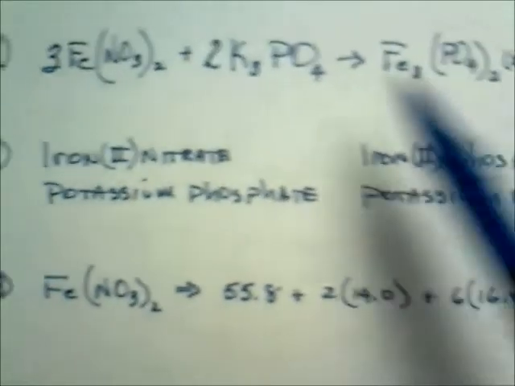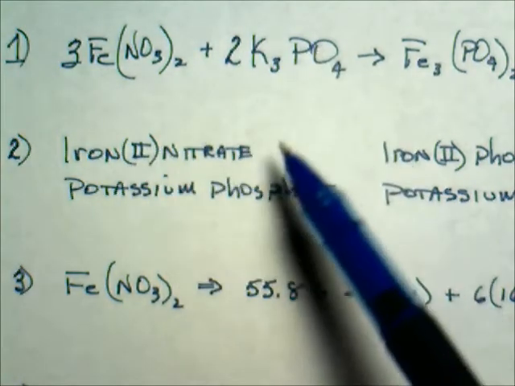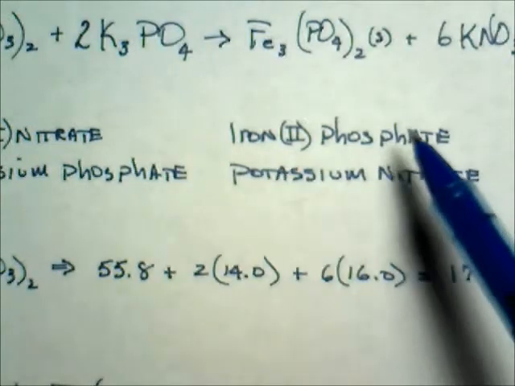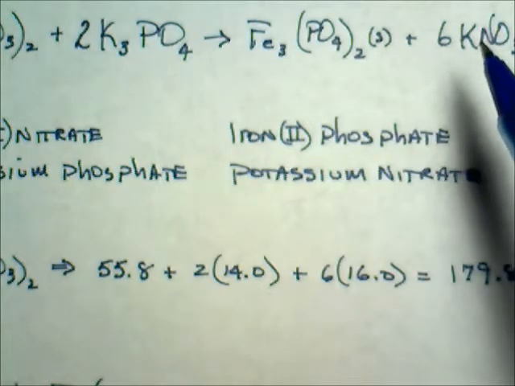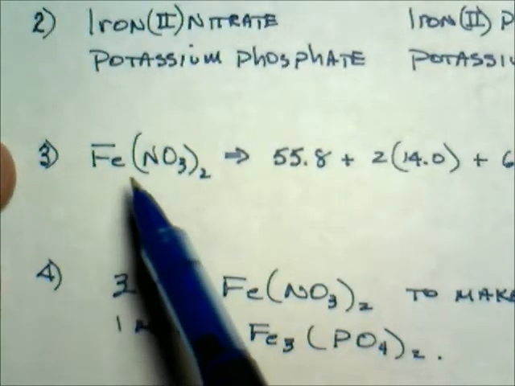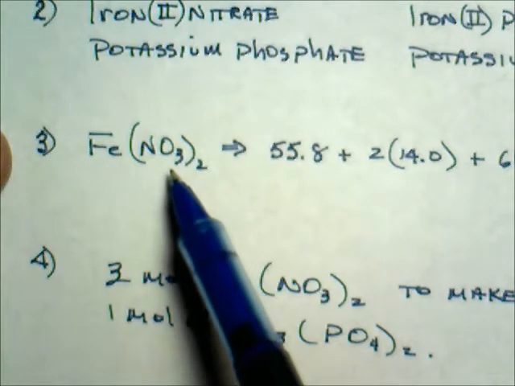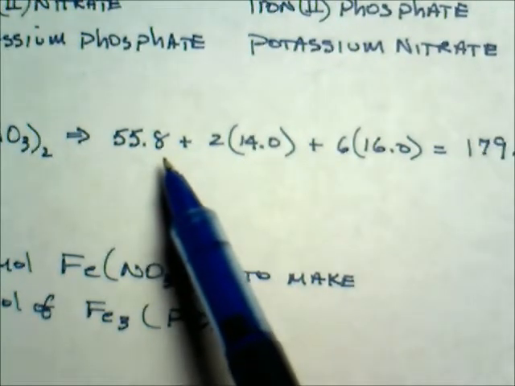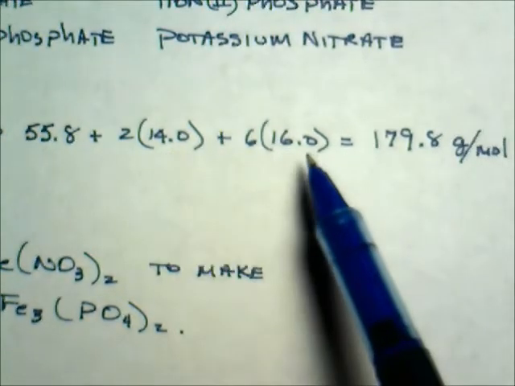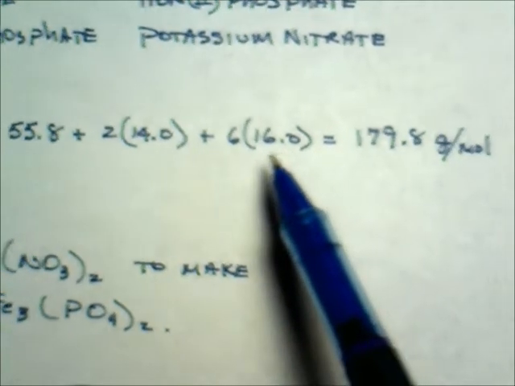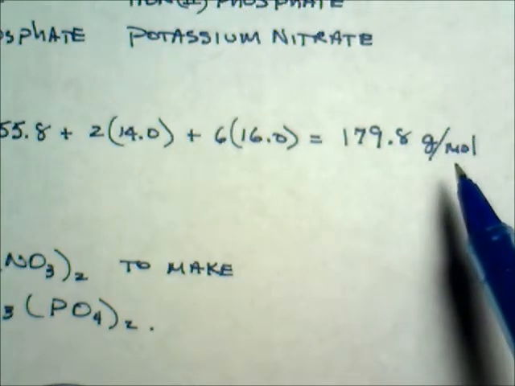Pretty straightforward. Naming these, we've got iron 2 nitrate and potassium phosphate. Products are going to be iron 2 phosphate and potassium nitrate. Notice when we calculate the molar mass of iron 2 nitrate, we're going to have iron at 55.8, 2 nitrogens at 14.0 each, and 6 oxygen at 16. That gives me a grand total of 179.8 grams per mole.